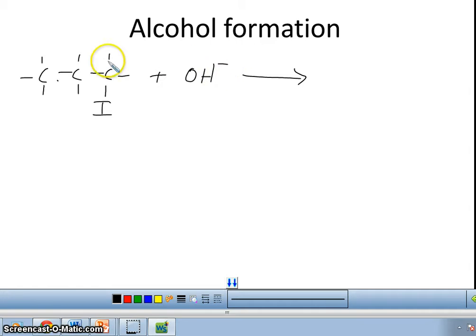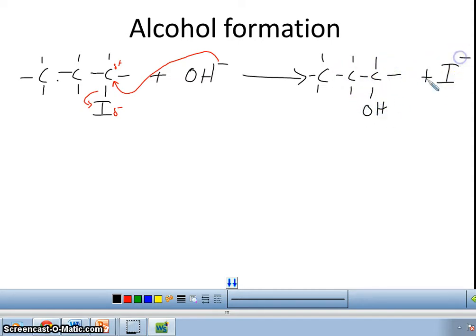This OH minus, because this carbon here is partially positive and this iodo is partially negative, then this negative business can come in and attack here and kick this off. So this will make substitution of C. If you really want to be fancy pantsy, you could call it nucleophilic substitution. So instead of the I on there, it is OH, and we make I minus.